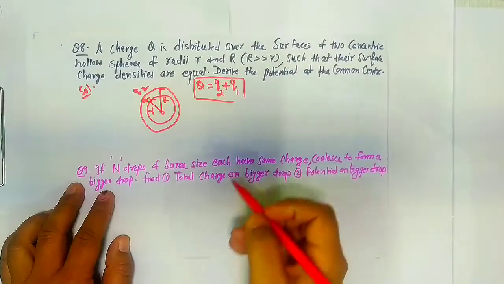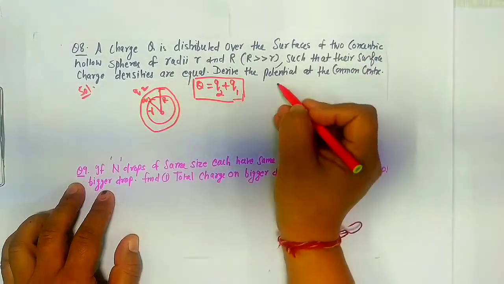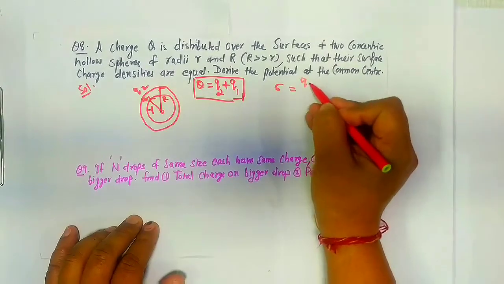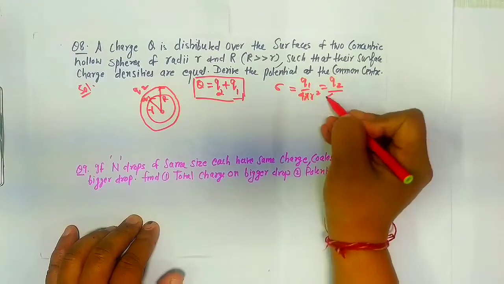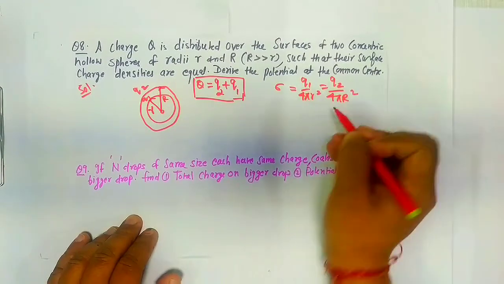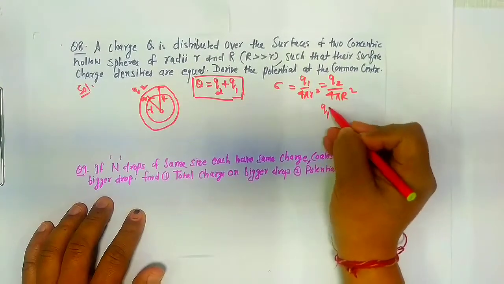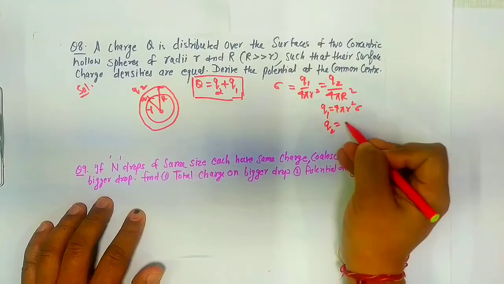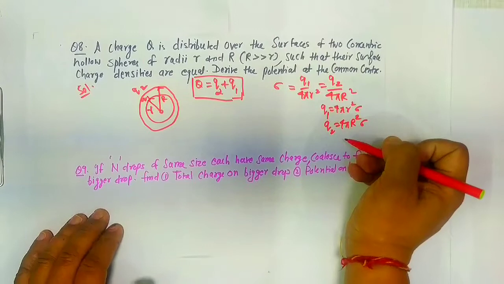Got it? And what is the same is that the two have the same charge density. What is charge density? Sigma is equal to q1 upon 4 pi r square, and q2 upon 4 pi capital R square. Sigma is given the same. So can we get q1? Yes, 4 pi r square sigma, and q2 we can get as 4 pi R square sigma. It is capital R and it is small r.